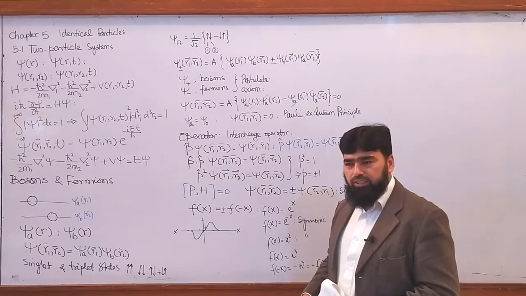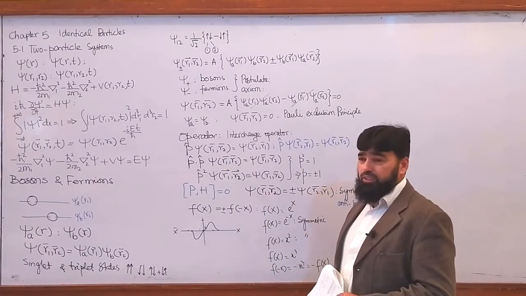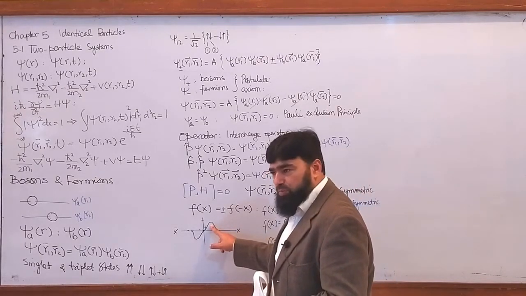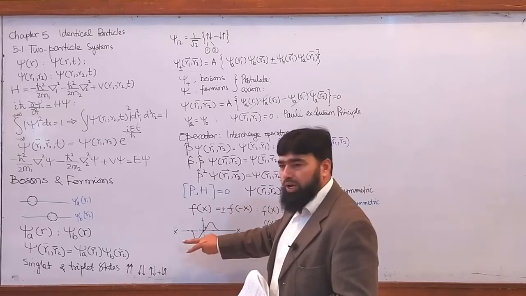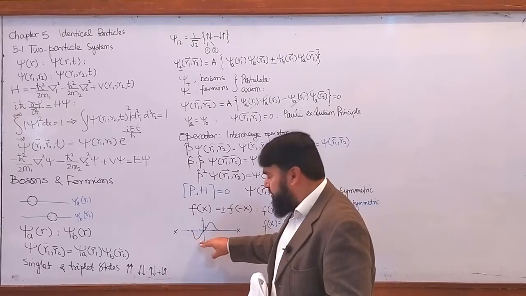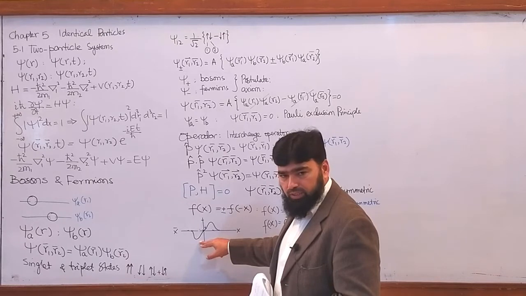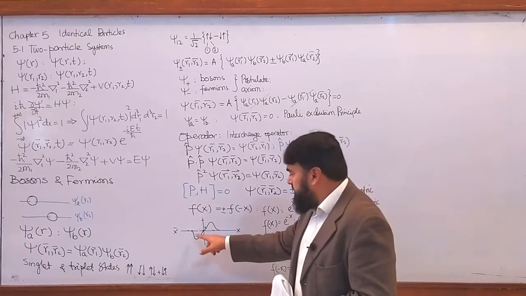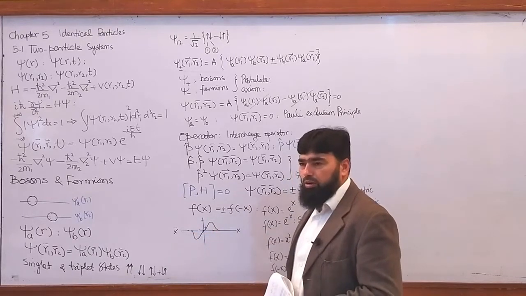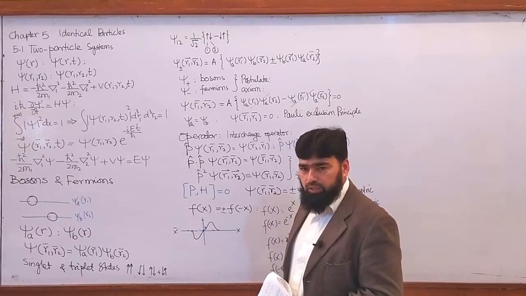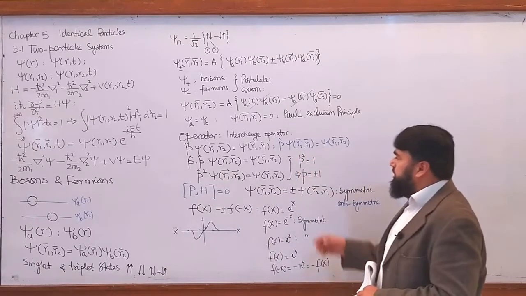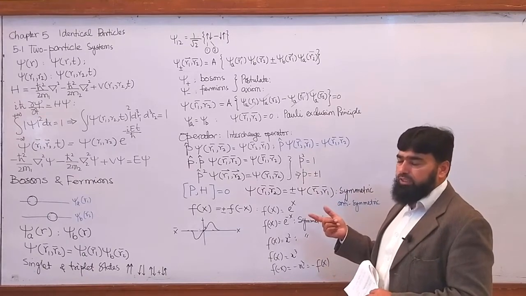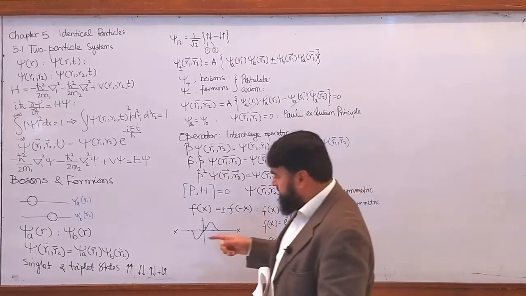Is it symmetric or antisymmetric? This is antisymmetric. When I change x to minus x, it changes y. Y will become minus, so the minus comes out here. Such a distribution or such a function I will call antisymmetric. So now you understand wave functions: symmetric wave functions and antisymmetric wave functions.